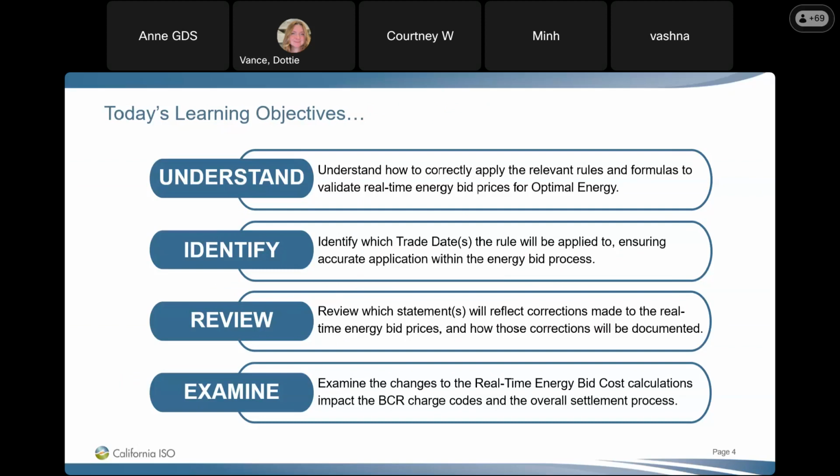We're going to review which statements will reflect the corrections made by this bid price and how they'll be documented. Again, we have information a little bit later on in detail, so you could be aware when this project goes live. And then we're going to look at those changes as they're impacted in the overall settlement process. So that goes into, as I'm going through examples of dispatching up versus dispatching down, you can see what exactly that is doing.